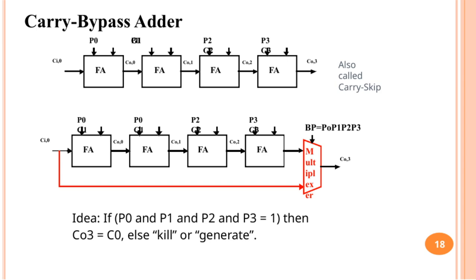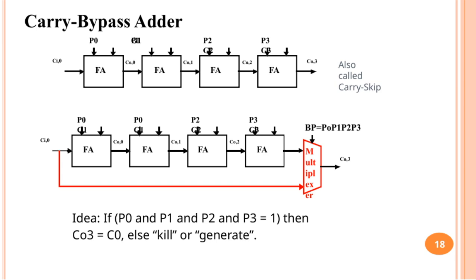If all propagate signals P0 through P3 are high, it means the carry input can quickly bypass the intermediate stages and directly become the carry output Co3. In other words, when P0, P1, P2, and P3 are all equal to 1, the carry out at the last stage equals the initial carry in CI0. This significantly reduces the delay caused by waiting for the carry to ripple through each full adder.